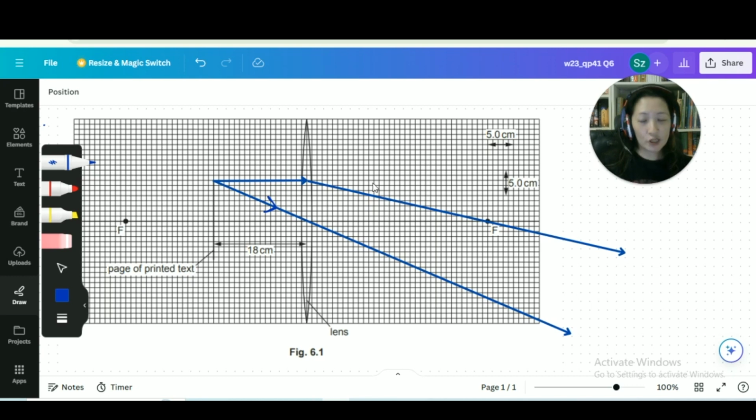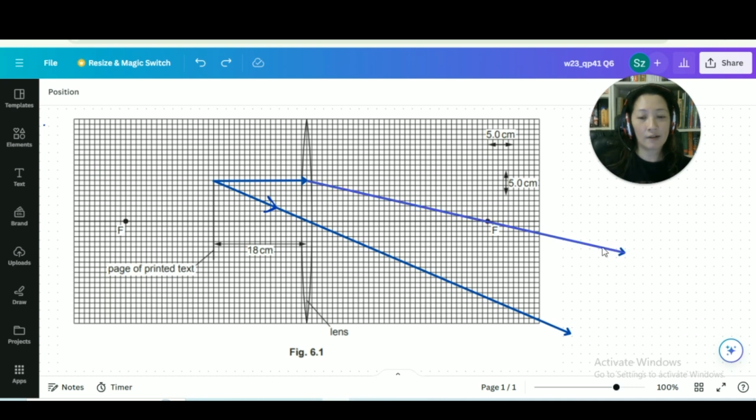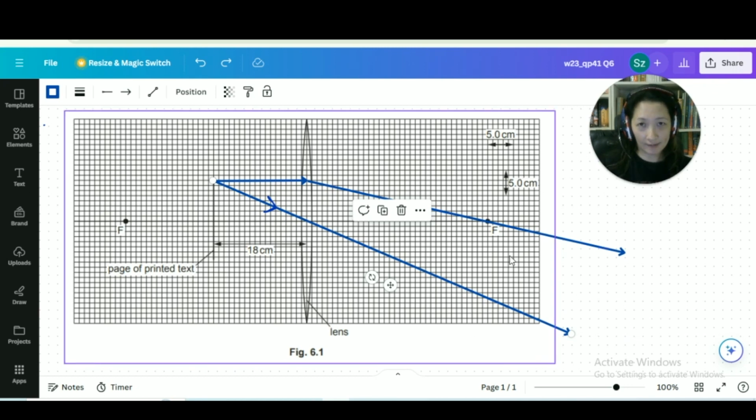To get the image, we need to find the intersection of the two refracted rays. That means the two light rays that have gone through to the other side of the lens. But as you can see in our diagram, the two light rays we have drawn on the right side of the lens will not intersect. You can see that they are diverging, which means they are actually getting further and further away. There will be no intersection on the right-hand side.